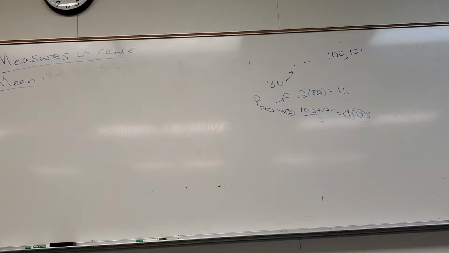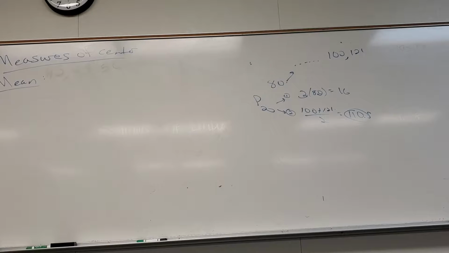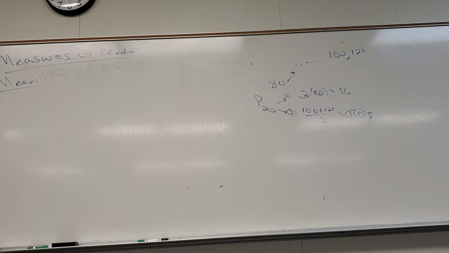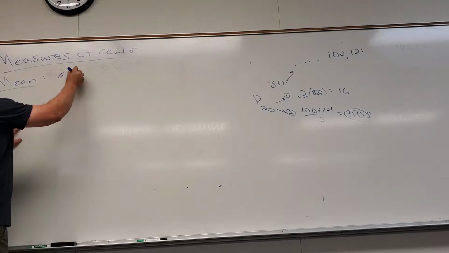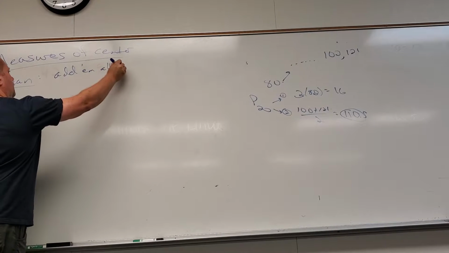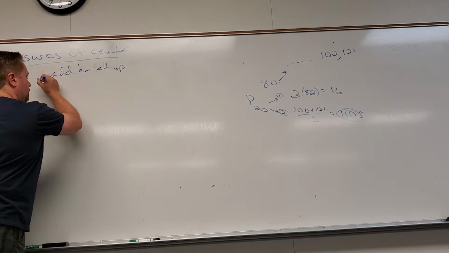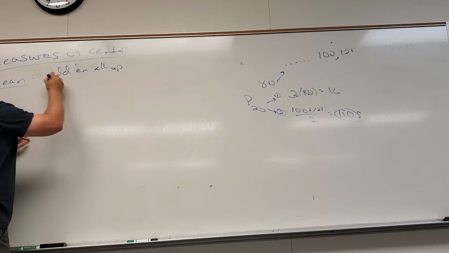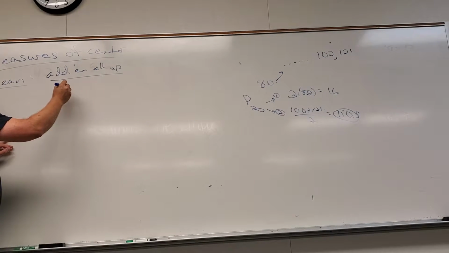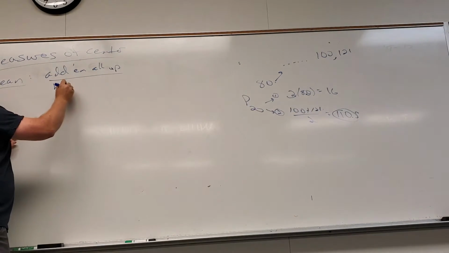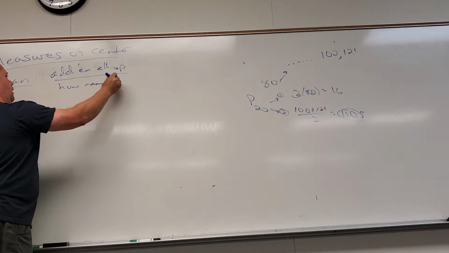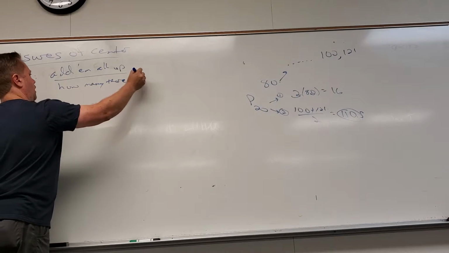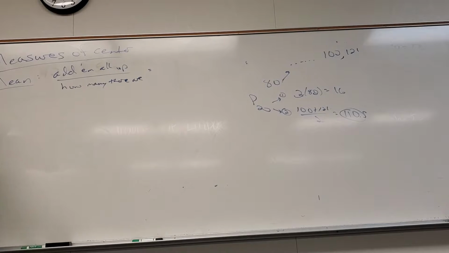Oh shit. So we just said this earlier. How do you say in English? Just tell me in English how to find the mean of a set of numbers. Add them all up. Divide by how many there are. All right. So that's way too many words.